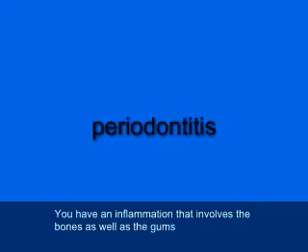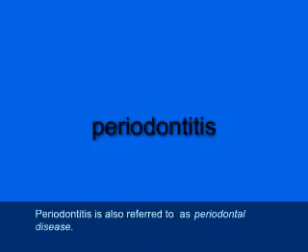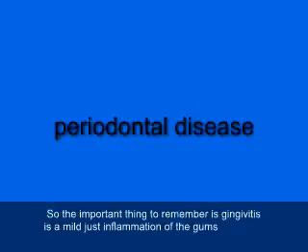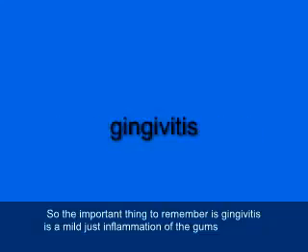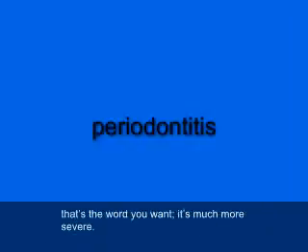You have an inflammation that involves the bones as well as the gums, and it can actually result in loose teeth and teeth loss. Your teeth can literally fall out if you have periodontitis. Periodontitis is also referred to as periodontal disease. So the important thing to remember is gingivitis is a mild, just inflammation of the gums. But if you see that the bones are involved and there's a tooth loss involved, that's periodontitis. That's the word you want. It's much more severe.